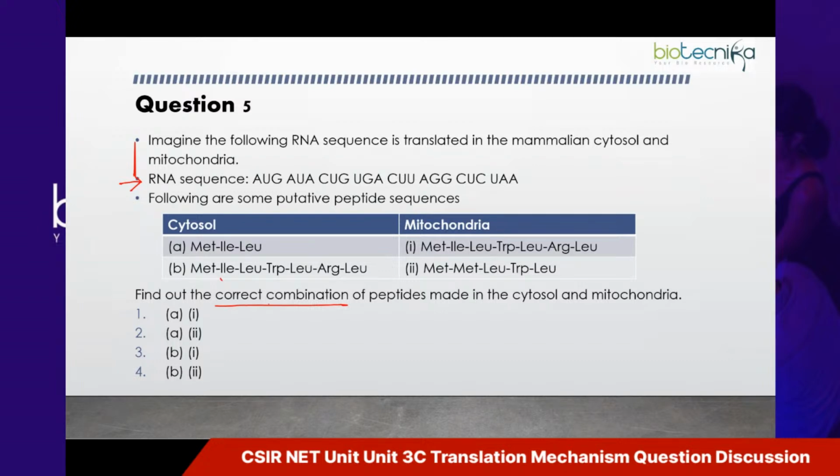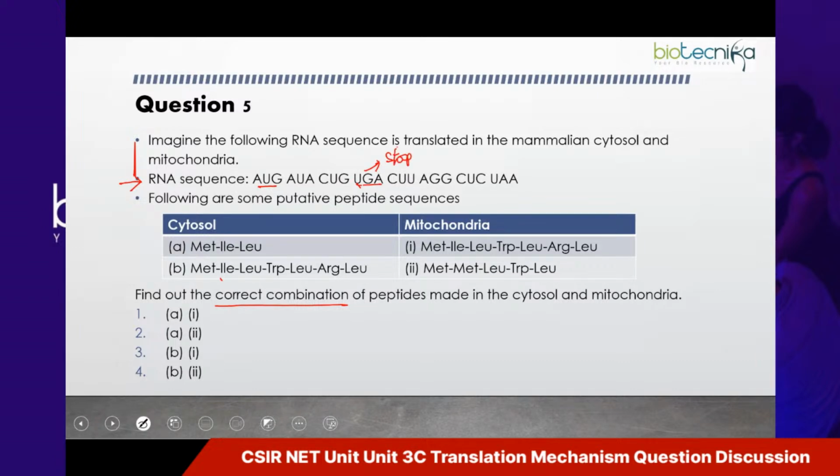So what will be the correct combination? In cytosol it is very easy. AUG is the start codon, so we know that it will code for methionine. AUA, even if you don't know, CUG also. But UGA, what is UGA? It is a stop codon.